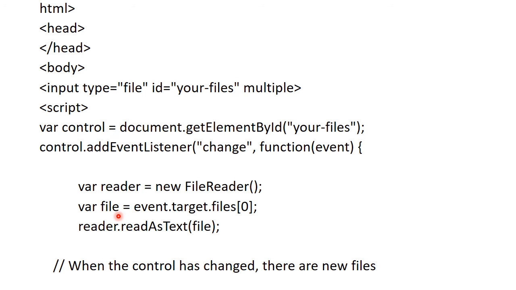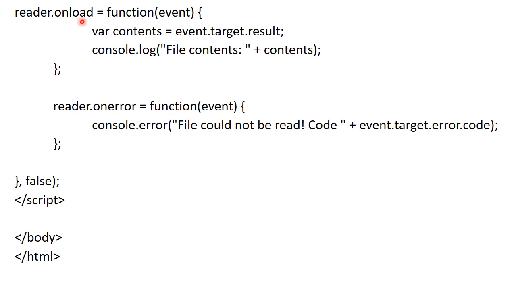Now I want to read the content inside the file as text. So reader.readAsText, and the file I have to read is stored inside this variable file, so I am giving that as the parameter. Now the onload event, that's what we have to mention here, reader.onload. Reader is actually a file reader. When the file is read successfully, this onload will work properly. If there was an error, then reader.onError will be working.